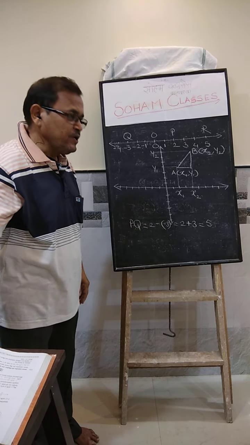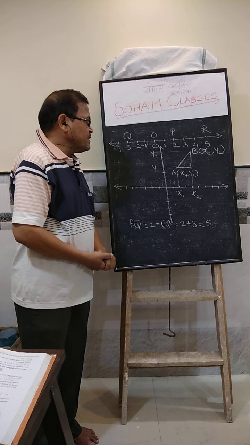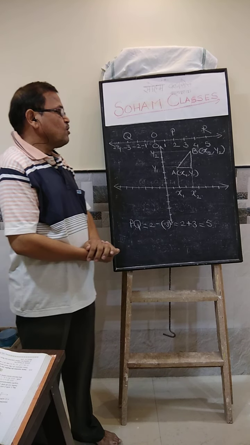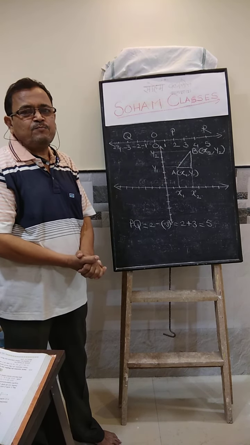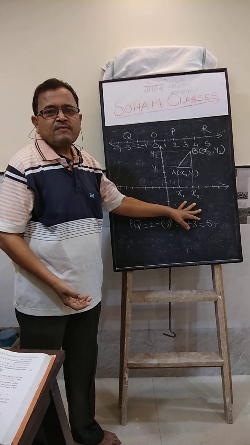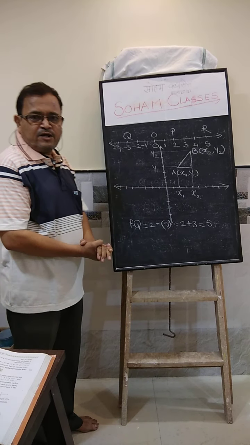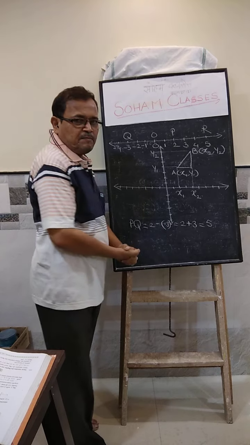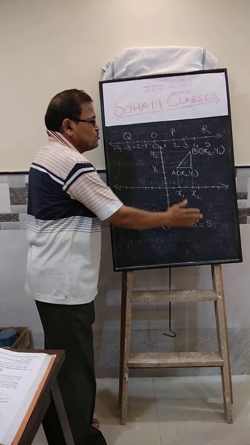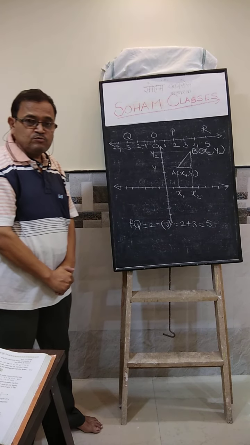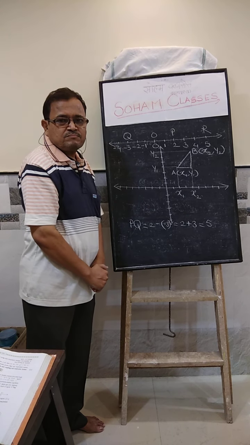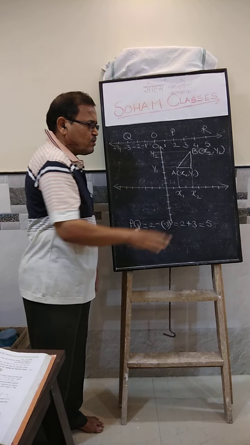We know how to find the distance between 2 points on a number line. But suppose we draw 2 number lines perpendicular to each other at the origin. Then all the points on this plane are divided into 4 parts. Each part is called a quadrant. And in the anti-clockwise direction, we give a number to each quadrant. This is the first quadrant, this is the second quadrant, this is the third quadrant, and this is the fourth quadrant. Now we have to see how to find the distance between 2 points in the first quadrant or any quadrant.